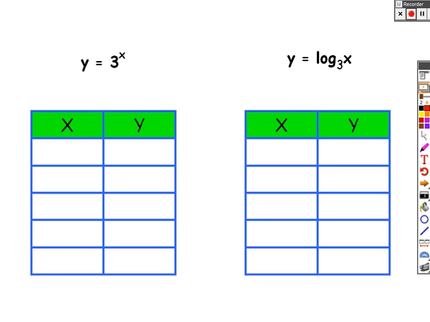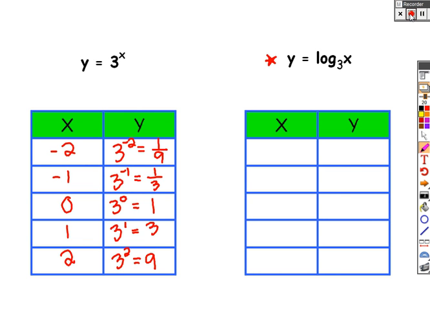If I want to graph these, I could just go ahead and make a table then. So let's pick points to the left and right of the y-axis. So why don't you pause the video, see if you can fill in the y values, and then see if you can fill in some values for y equals log base 3 of x also. Okay, so here are some coordinates on the graph, y equals 3 to the x. If I plug in -2, I'd get out a 9th. -1, 1/3, 0, 1, 1, 3, and 2, 9 should be on the graph of this function.